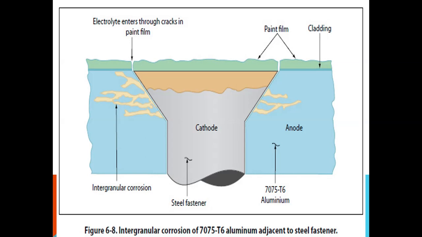Figure: intergranular corrosion of 7075-T6 aluminum adjacent to a steel fastener.